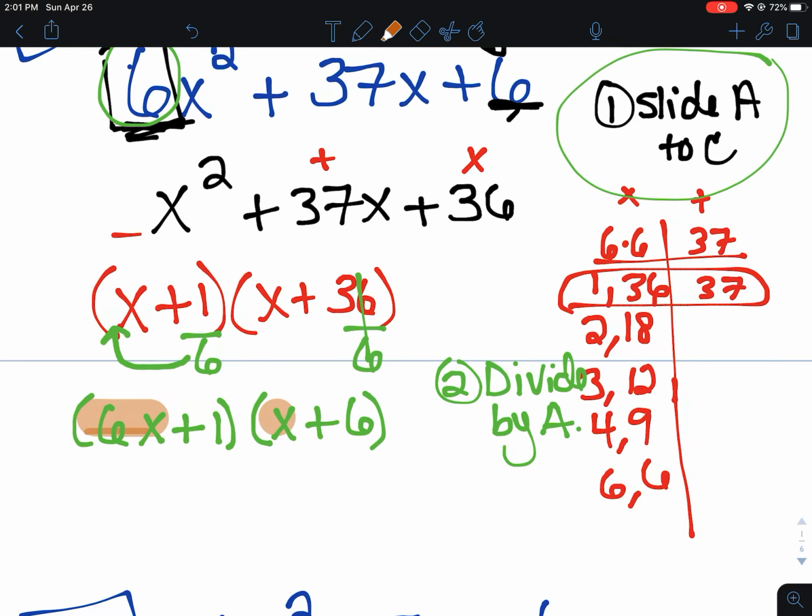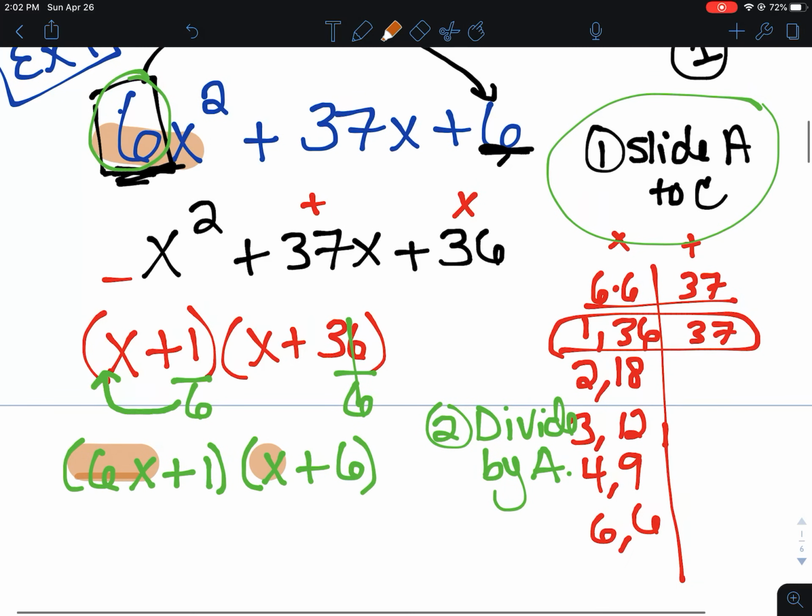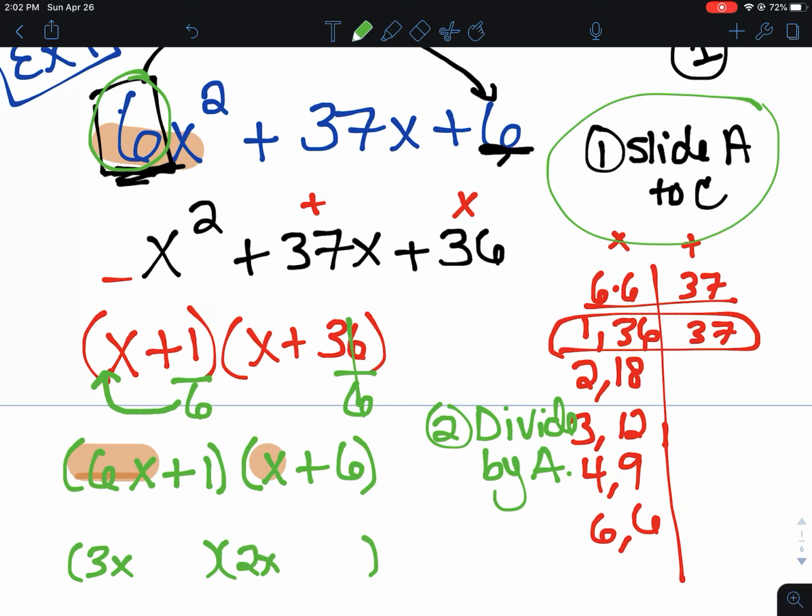Because 6x times x, we have to get 6x squared as our first term. And so I need something, either it could have been 3x and 2x, or it would have had to be 6x and x. The one that ended up working is 6x and x, so we can avoid having to do some guessing and checking by using the slide and divide, okay? So my factors here are 6x plus 1 and x plus 6.